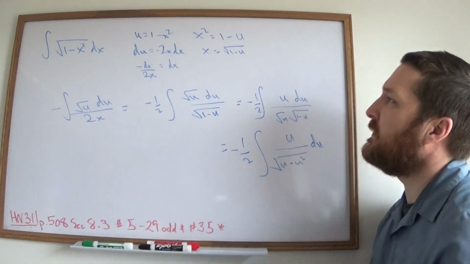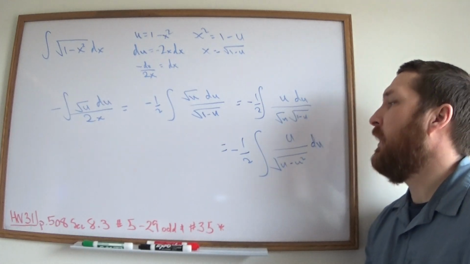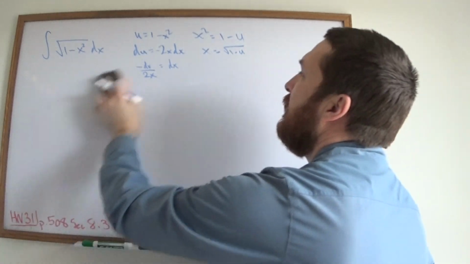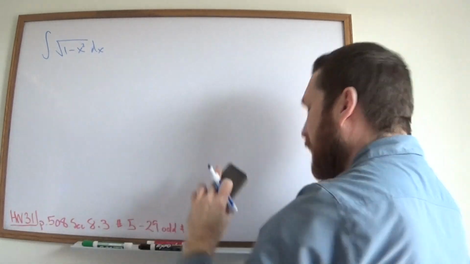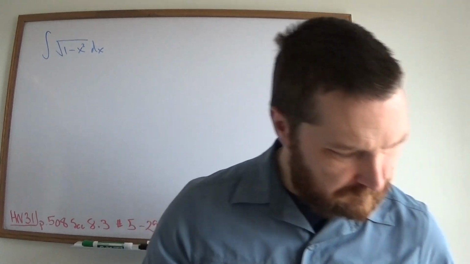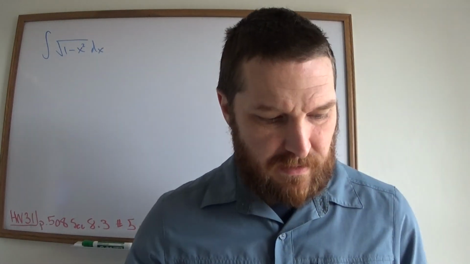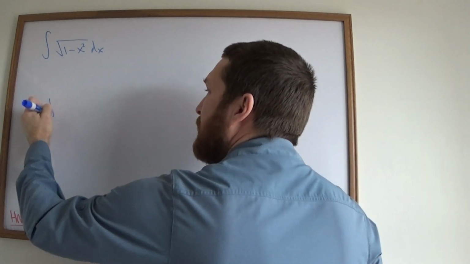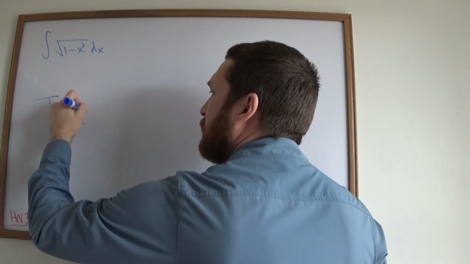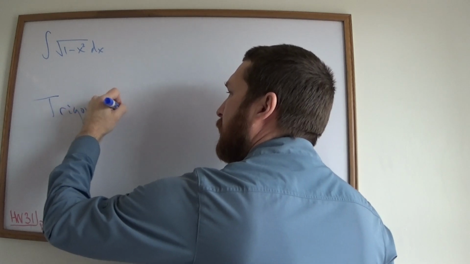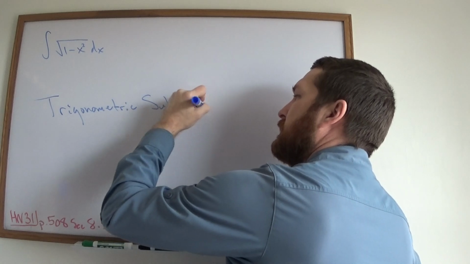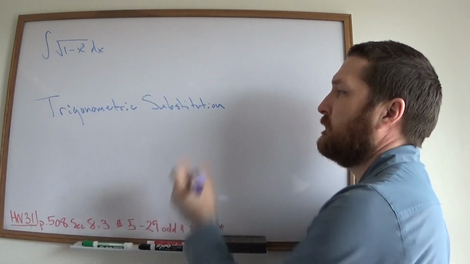Boy, I don't know. Yikes. What do we do? This does not look like a viable way of going from there. So, what do we do with something like this? Well, it's the topic for today. It's called trigonometric substitution.